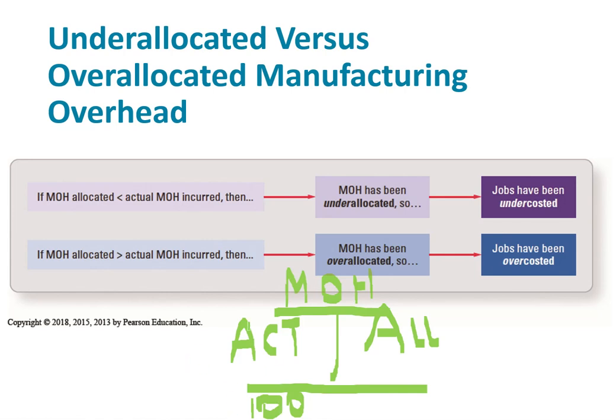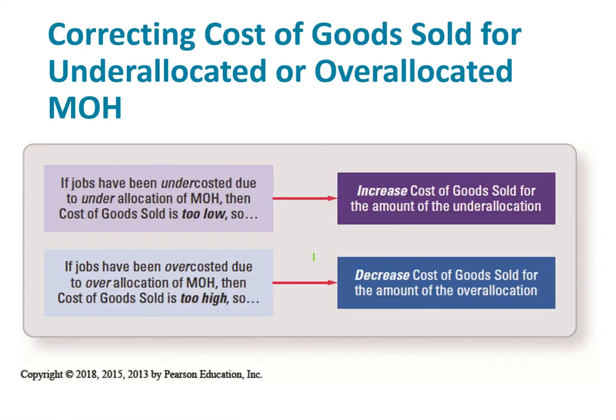Now, there's nothing wrong with under or overallocating, but you can see we have to make an adjusting entry to make a correction. So the jobs have been undercosted if the actual is greater than the allocated, or the jobs have been overcosted if the allocated is greater than the actual. So how do you make a correction? Well, for undercosted, you're going to increase the cost of goods sold. For overcosting, you're going to decrease the cost of goods sold.